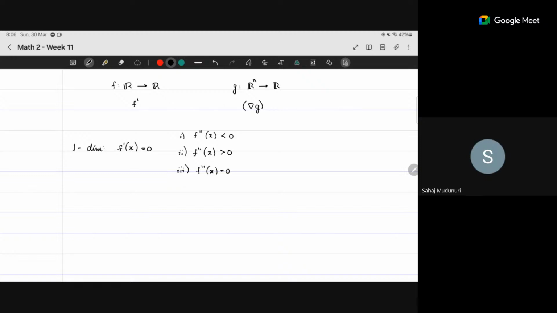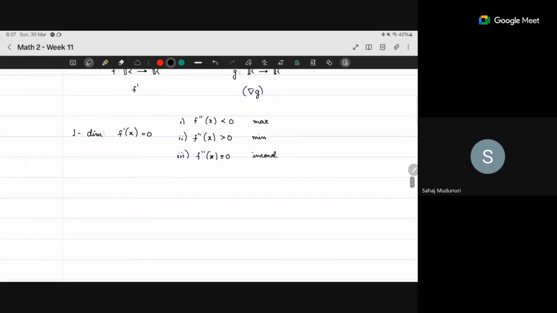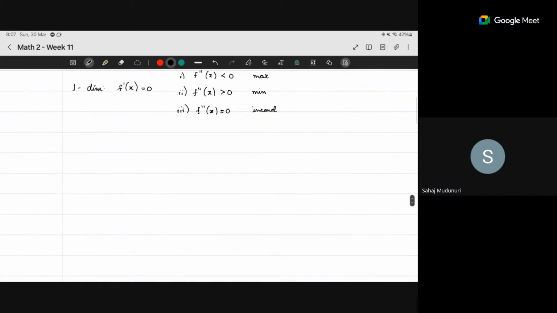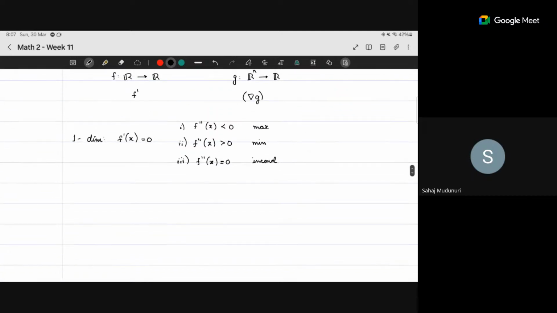So less than 0, then it will be max. Greater than 0, min. Equal to 0, we cannot conclude anything. Yeah, inconclusive, or saddle point sometimes. In the case of higher dimensional or two-dimensional, you will actually see why it's called a saddle point. Now, we would want to look at critical points and classify them.